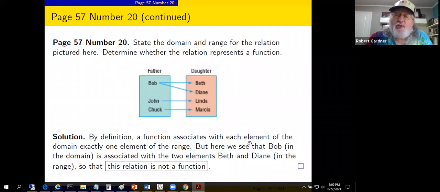A function associates with each element of the domain exactly one element of the range. But here we see Bob in the domain is associated with two elements, Beth and Diane, in the range. So this is not a function. In these graphical representations of relations, you can't have two arrows coming out of the same thing in the domain for a function. This is a relation, not a function.